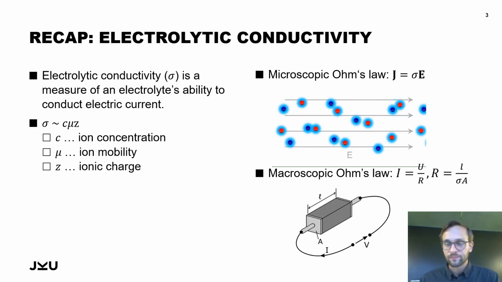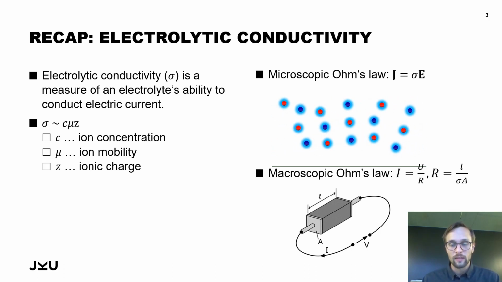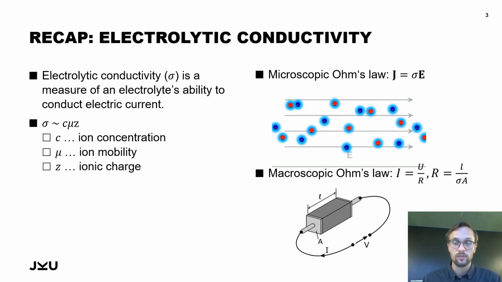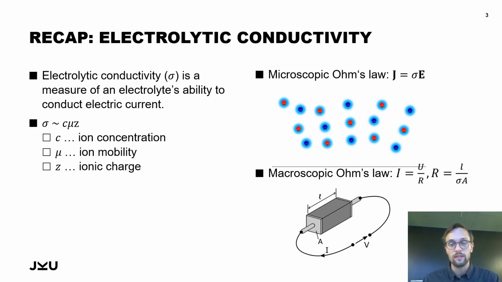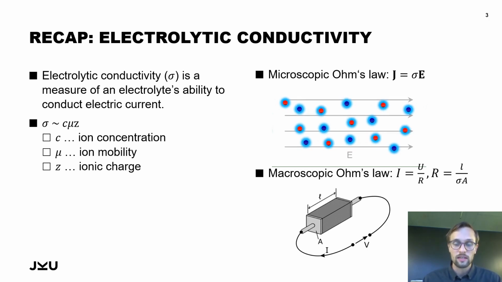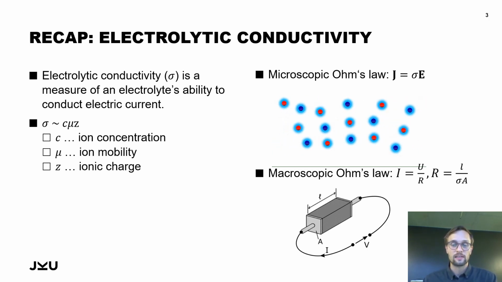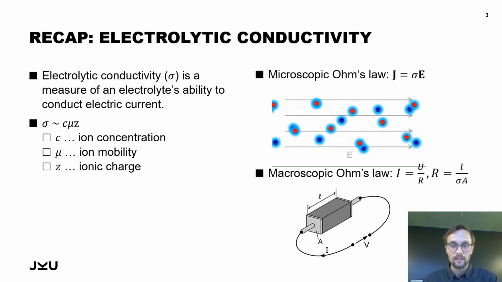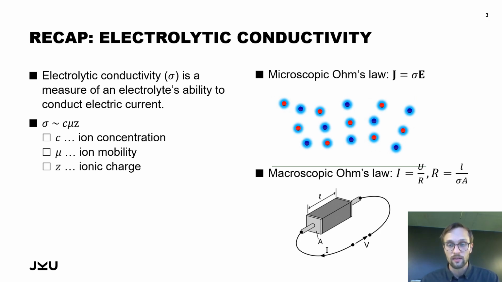The former actually tells us that whenever we apply an electric field, then the current density is proportional to this electric field. And the proportionality constant is the conductivity. Macroscopic Ohm's law is a little bit more useful for us engineers because it actually tells us how to measure conductivity. And this is basically the Ohm's law as we know it, which also contains the conductivity as a parameter.